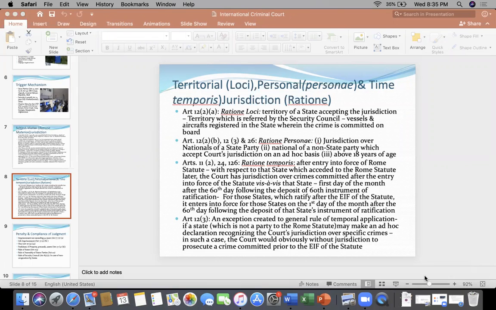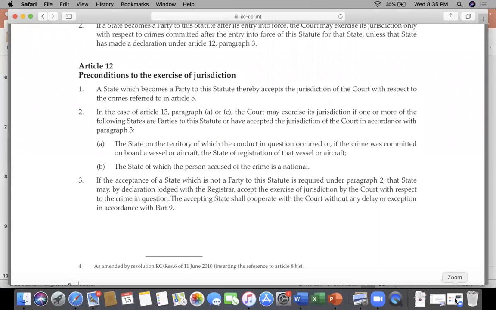And then if you look at Article 12, paragraph 3, it says that if the acceptance of a state which is not a party to this statute. So till now we have seen that a state is a party, but suppose the acceptance of a state which is not a party to this statute is required under paragraph 2, that state may, by declaration, accept the exercise of jurisdiction by the court, and thereafter the accepting state will have to cooperate with the court.